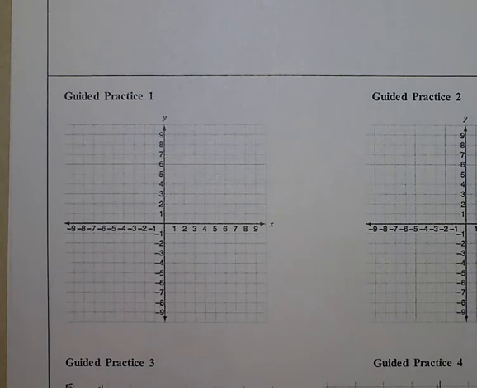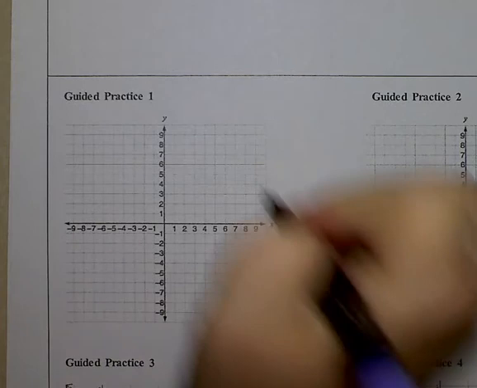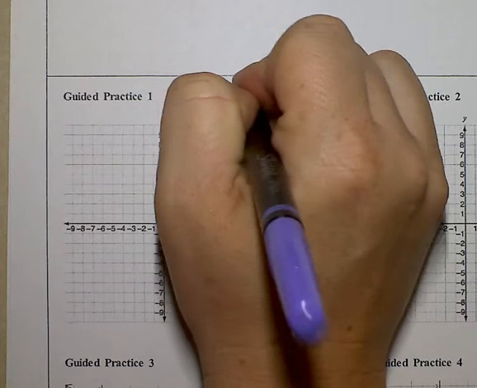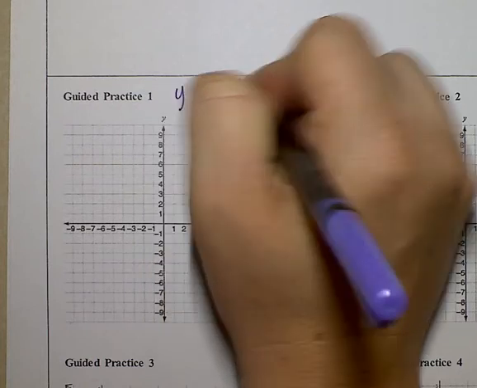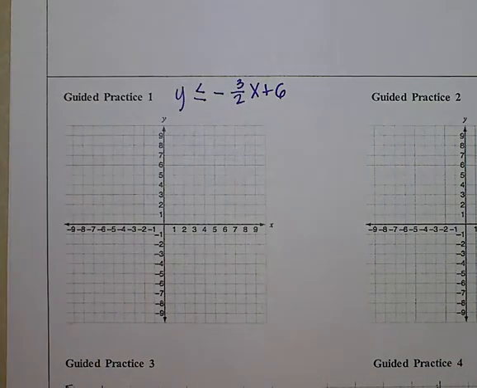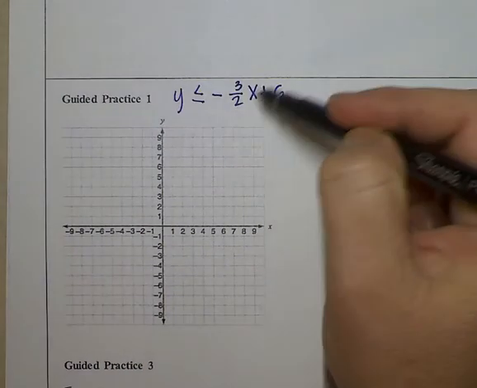All right, in this lesson, we are going to review how to graph both linear and absolute value inequalities. So where it says guided practice number 1 on your paper, please write this down. In this problem, we're going to see a straight line. This is not absolute value. You don't see any absolute value brackets.